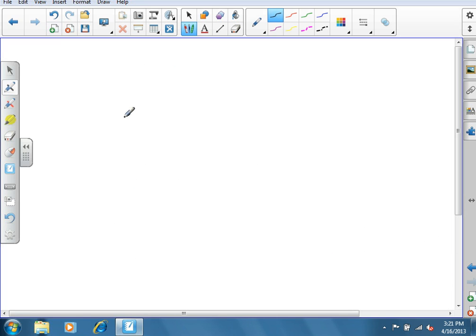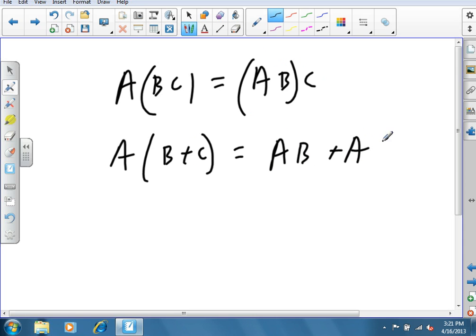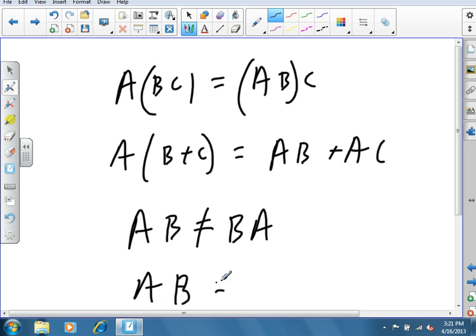Now, certain laws apply. The associative law applies to matrices. The associative law and the, what is this law anyway? The distributive law applies to matrices. But AB is not going to be equal to BA. That's not going to be the case. And if AB is equal to 0, B doesn't have to be 0, A doesn't have to be 0, but it could still be 0. Okay, good enough?